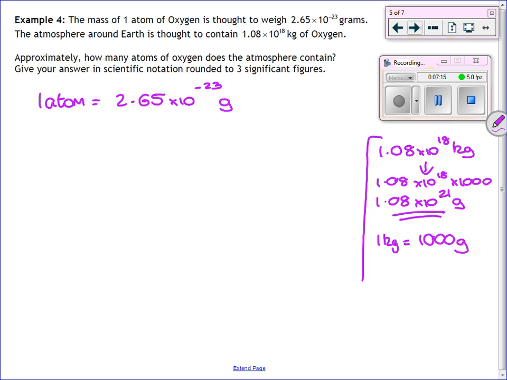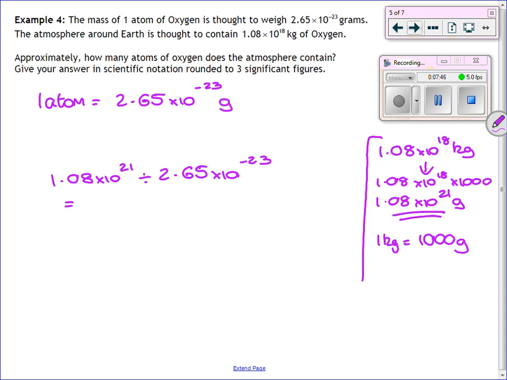All I need to do here is take 1.08 times 10 to the power 21 and divide it by the weight of one atom of oxygen. So I'm going to divide it by 2.65 times 10 to the power of minus 23. So let's go to our calculator and work that out.